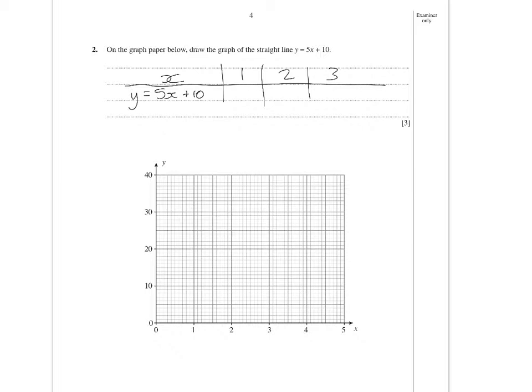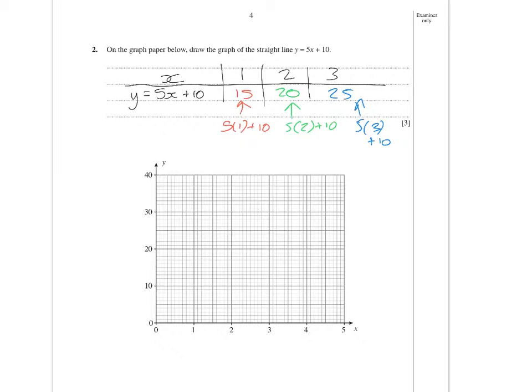So this is telling me that I'm going to do 5x, which means 5 times x, so 5 times 1, and I'm going to add 10. So that is 15. The next one is going to be 5 times 2, which is 10, add 10, which is 20. And then finally, this one here is going to be 5 times 3, add 10, 15 add 10, which is 25. I'm now going to plot those points.